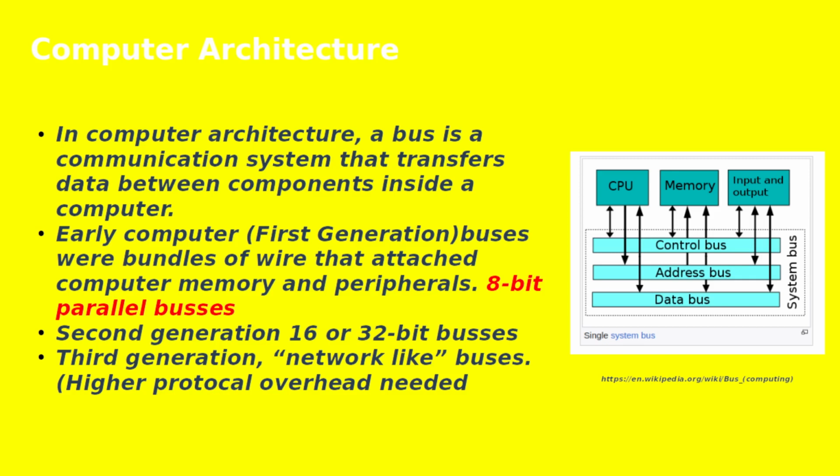In computer architecture, a bus is a communication system that transfers data between the components inside the computer. In the early computers, these were bundles of wires that attached the computer memory and other peripherals. They were 8-bit parallel buses. Then in the second generation, you got the 16 and 32-bit buses. And the third generation has network-like buses.